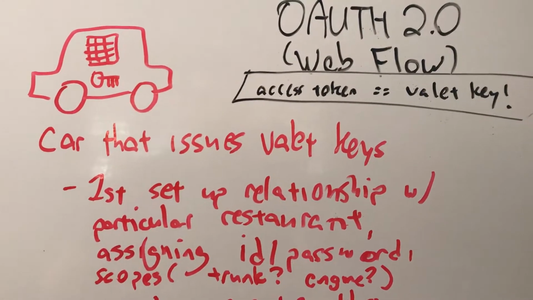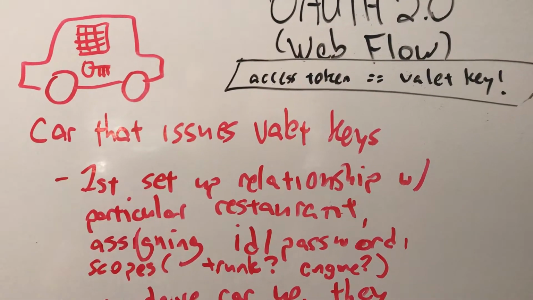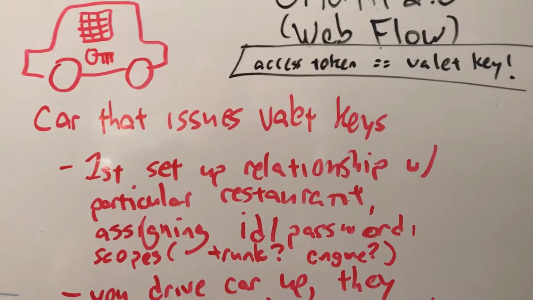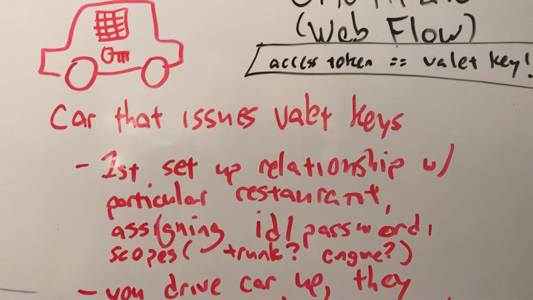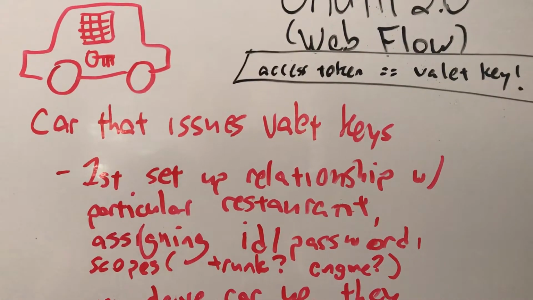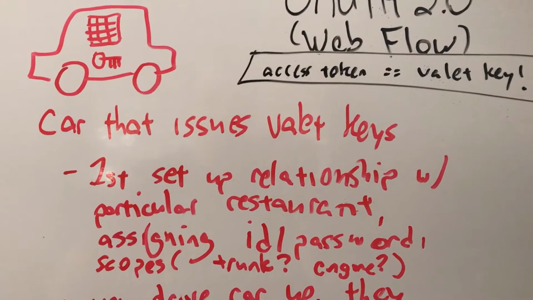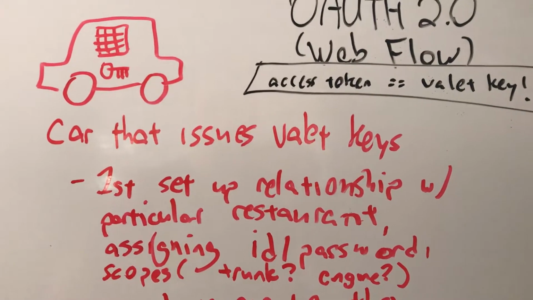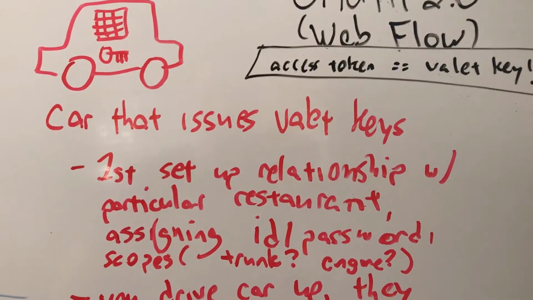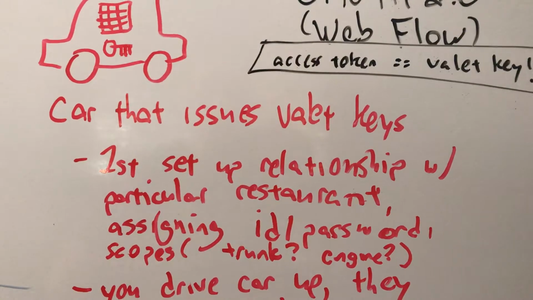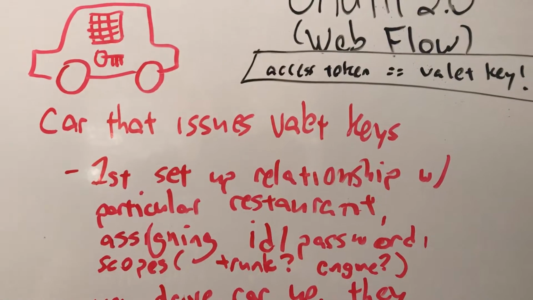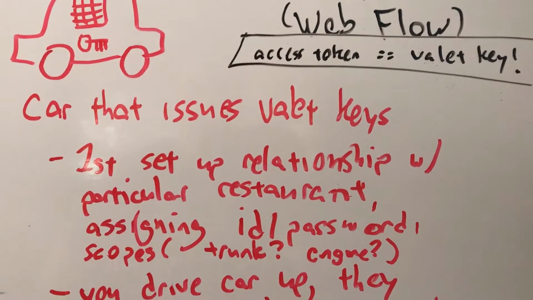So how does that work? First, the car has to be set up to have a relationship with a particular restaurant. And when that gets set up, an ID and a password will be assigned to that restaurant. And the scopes, in other words, the parts of the car that key can start, are going to be defined and set in stone. So if there's no trunk access for the valets at that restaurant, it's going to be established right up front. And that ID that the restaurant has, when they provide it, and the password that authenticates them, they will be unable to get a token for anything but those scopes.